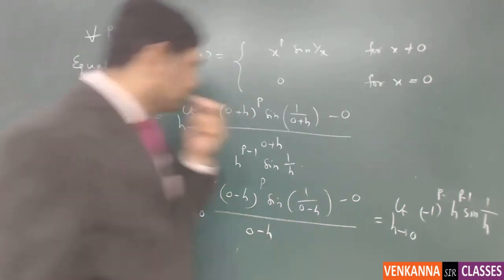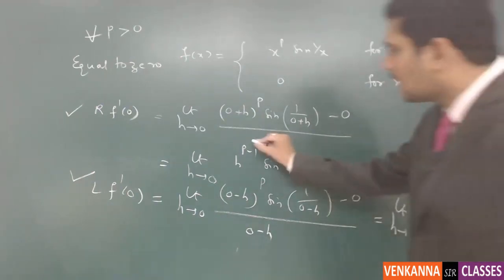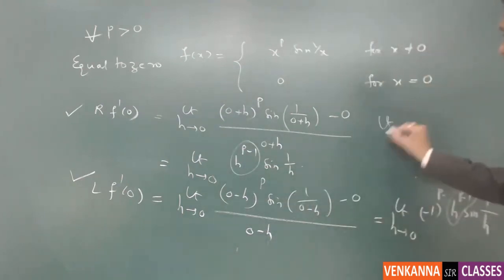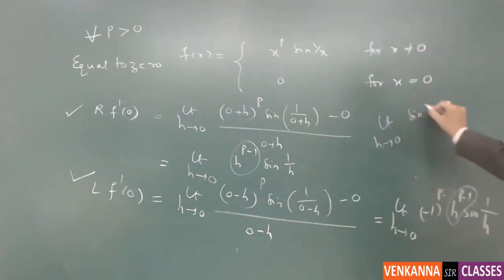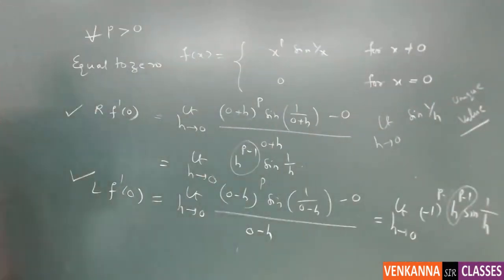Because if you take p is equal to 1, this will become 1 and this will become 1. This part is nothing but limit h tends to 0 sine 1 by h, and this is also similar, which is not giving a unique value, isn't it? Yes or no? Right. So you cannot take p is equal to 1. So you can take the case for p is equal to 0 also.